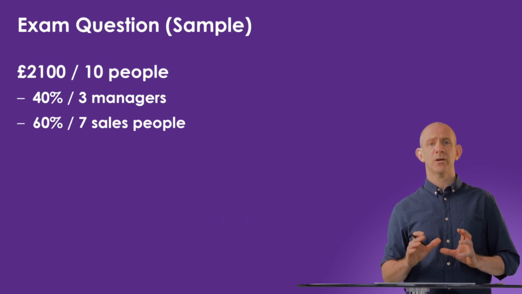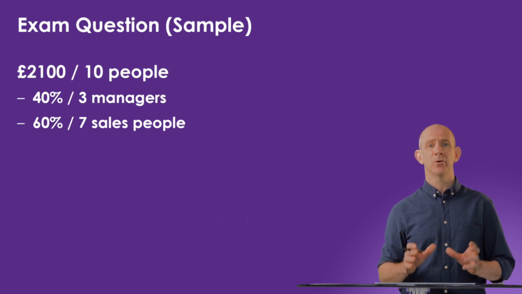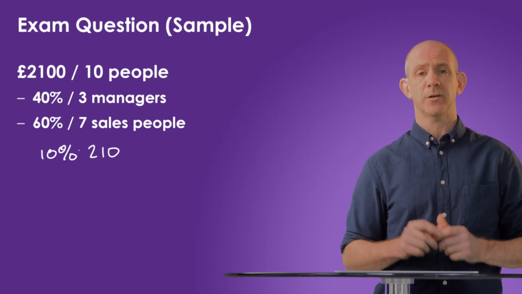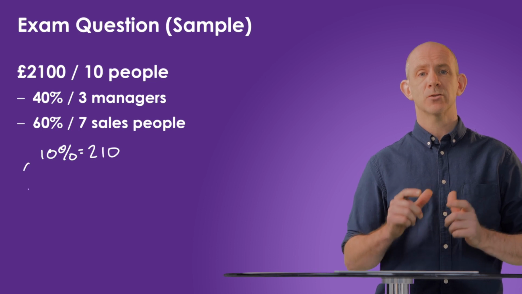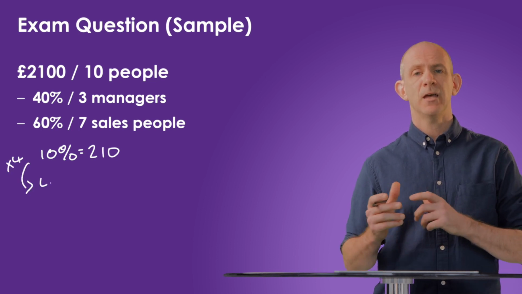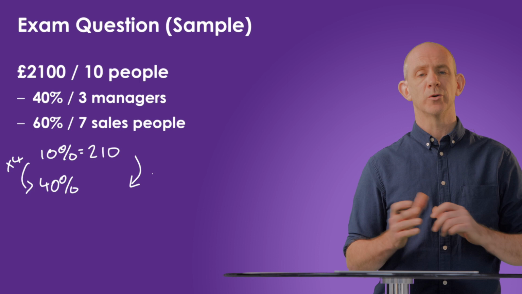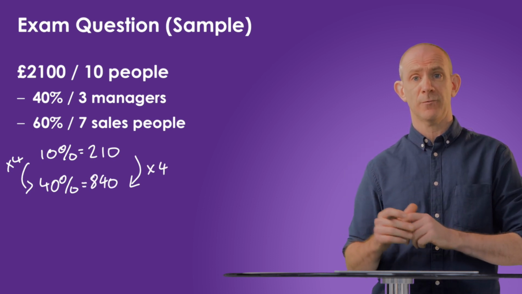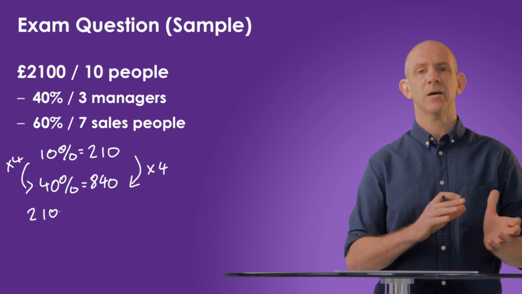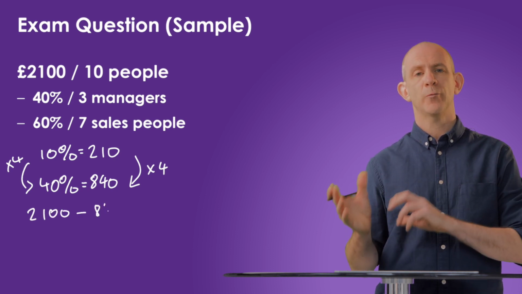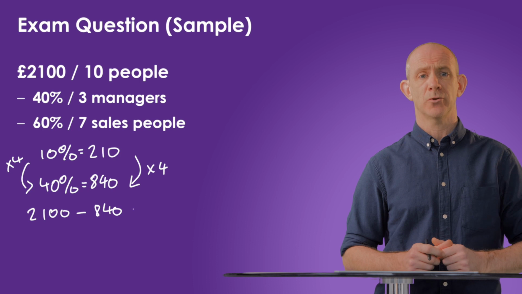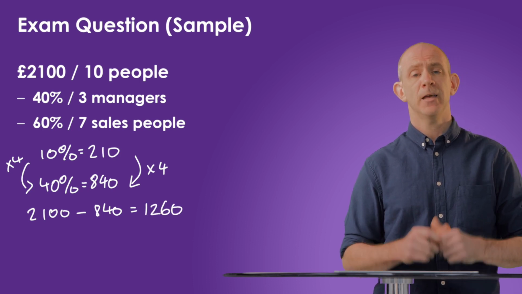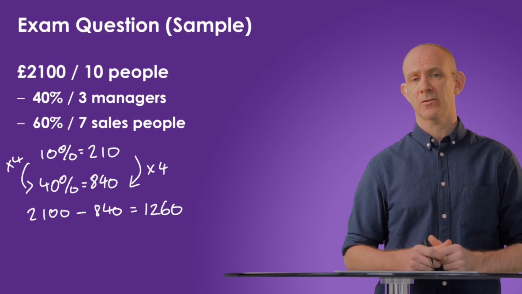A bonus of £2,100 is shared by 10 people who work for a company. So firstly, we're going to find 10% by dividing that by 10. That gives us £210. If we now times this by 4, we'll get 40%, which if we times the 210 by 4, we'll get 840. That's how much the managers get. So if we subtract that from the 2,100, we'll get 1,260. That's what's shared amongst the 7 salespeople.